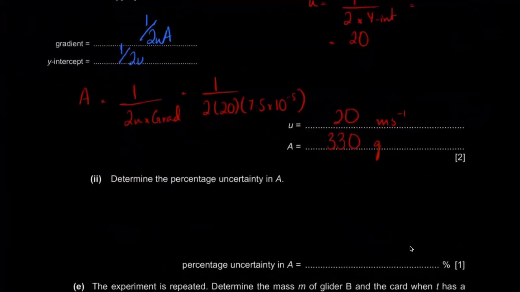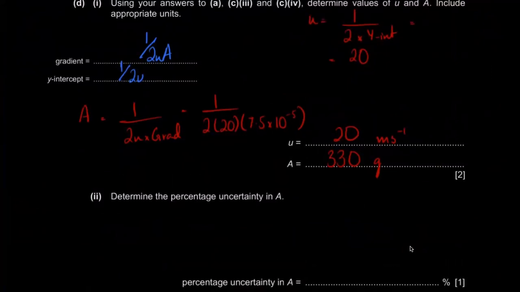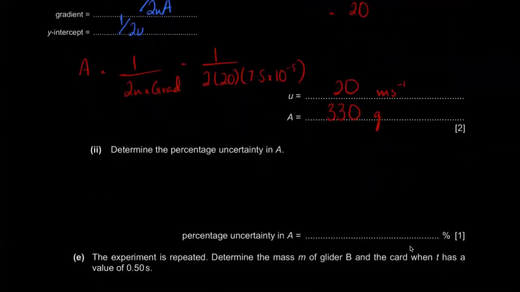Determine the percentage uncertainty in A. So the percentage uncertainty in A, if you think about it, U was calculated from the y-intercept, right? So the percentage uncertainty in A would simply be the percentage uncertainty in U, which is just the percentage uncertainty in the y-intercept, plus the percentage uncertainty in the gradient. So percentage uncertainty in A is percentage uncertainty y-intercept plus percentage uncertainty of the gradient.